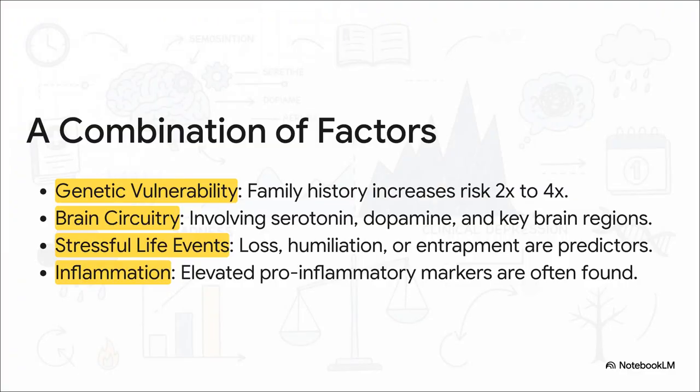So what did that more complex reality look like? Well, researchers now point to a combination of factors. There is genetics. Having a family history can significantly increase your risk. There's the brain circuitry, the way different parts of the brain talk to each other. Of course, there are stressful life events that can act as a trigger. And one of the most fascinating new areas of research is the link to inflammation, the body's own immune response. The key takeaway is that these factors don't work in isolation. They all interact in really complex ways.